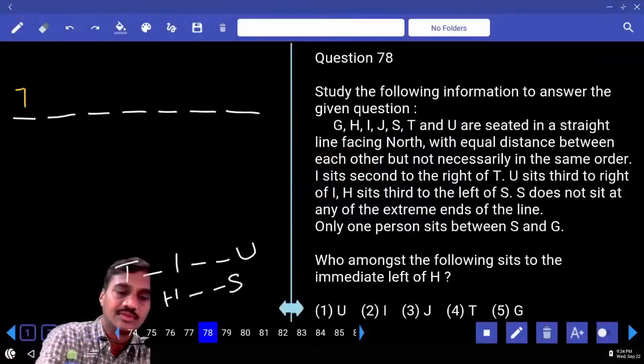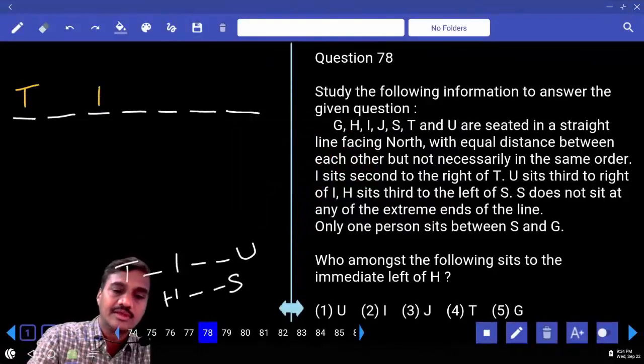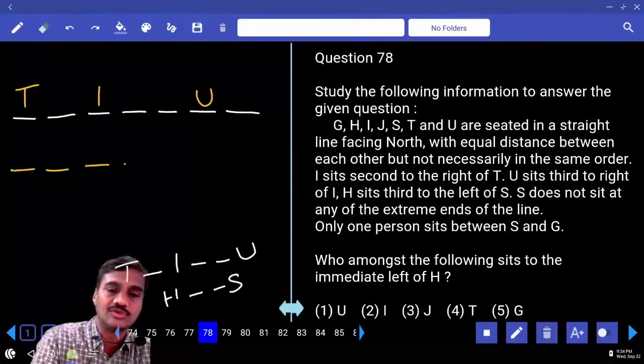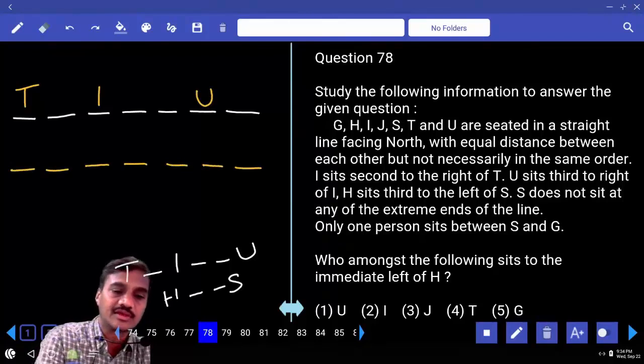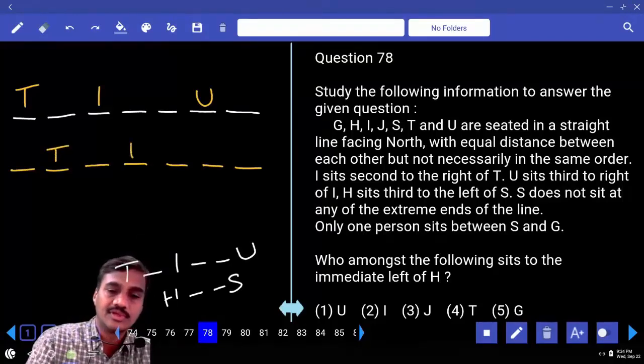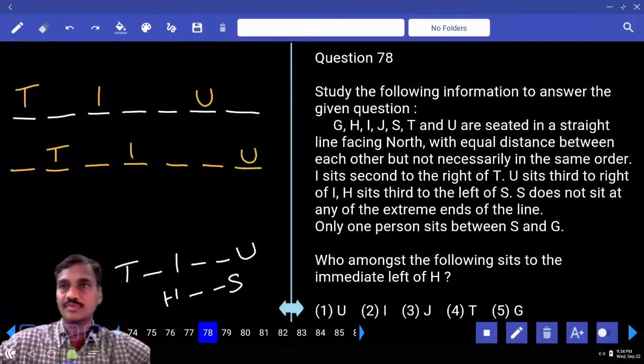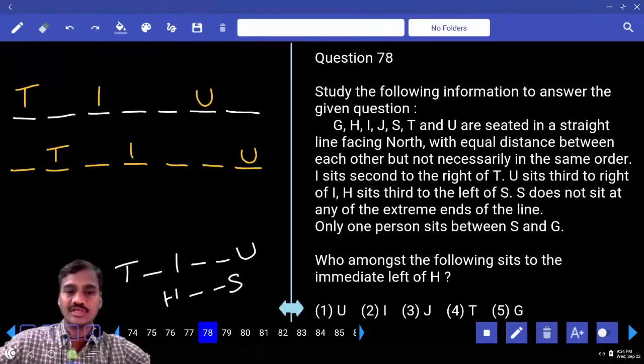If T is here, then there is a blank here, I, and blank, blank, U. This is the first possibility. 1, 2, 3, 4, 5, 6, 7. If T is here, I is here, and U is here, it fits. And next one, H and S.